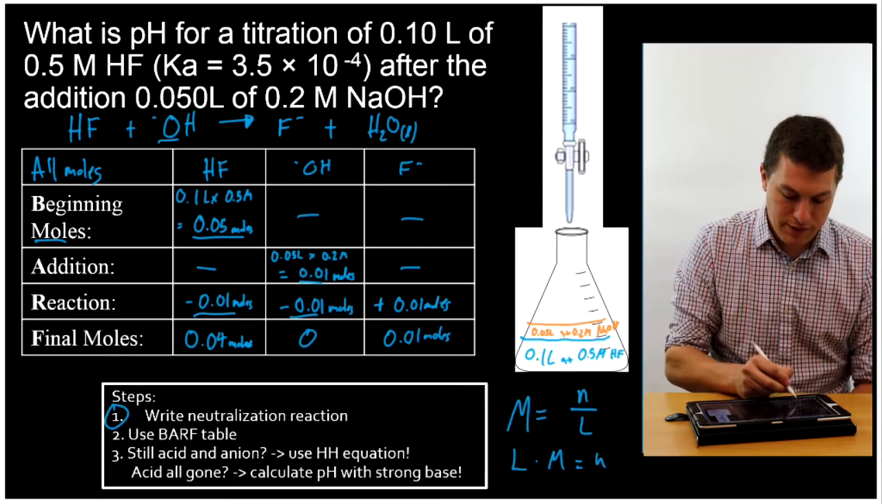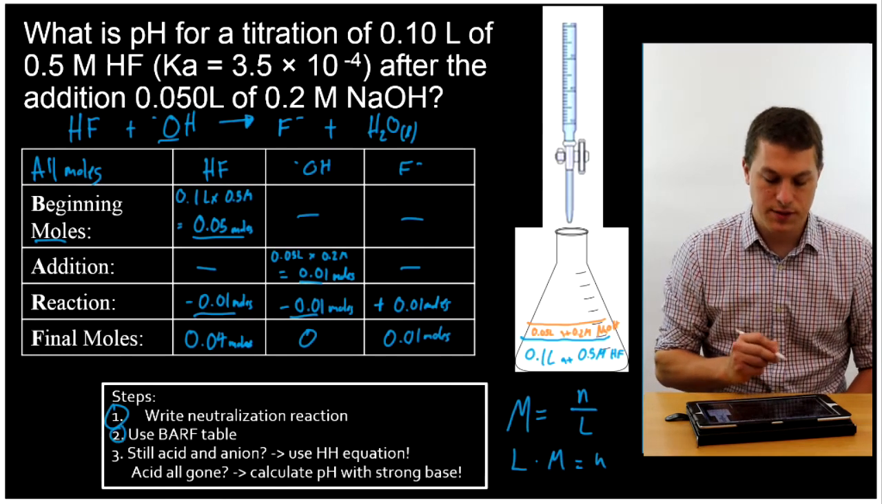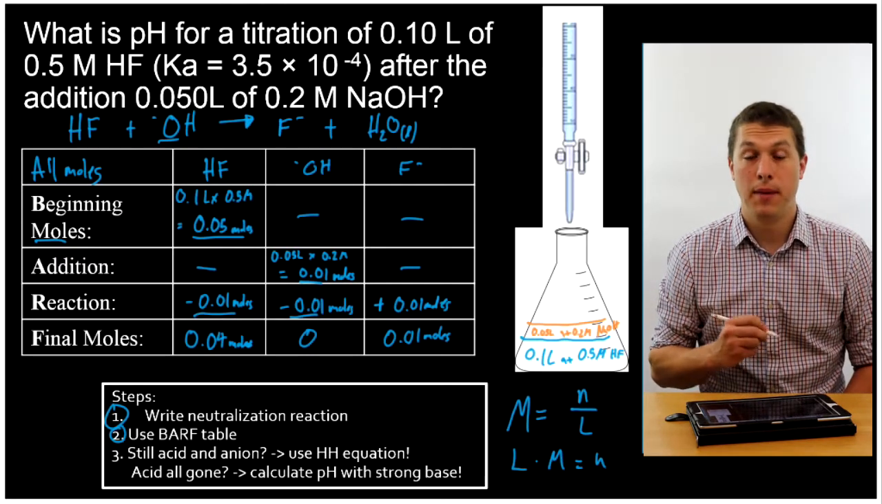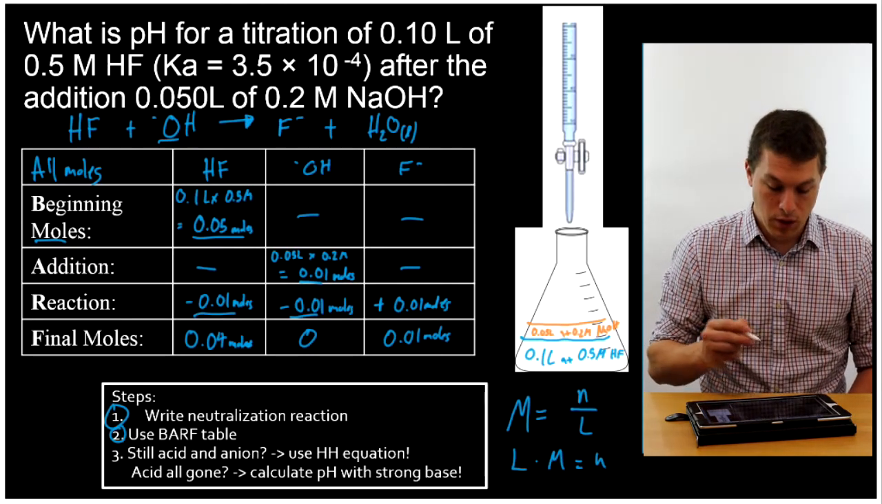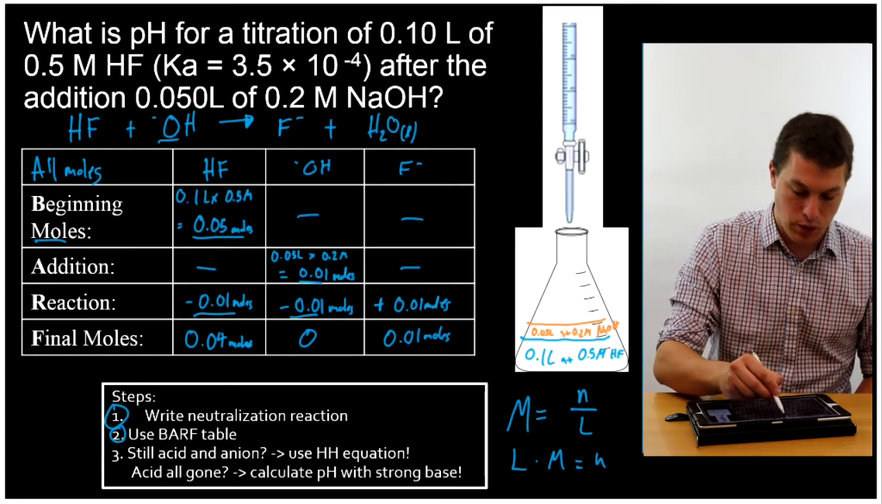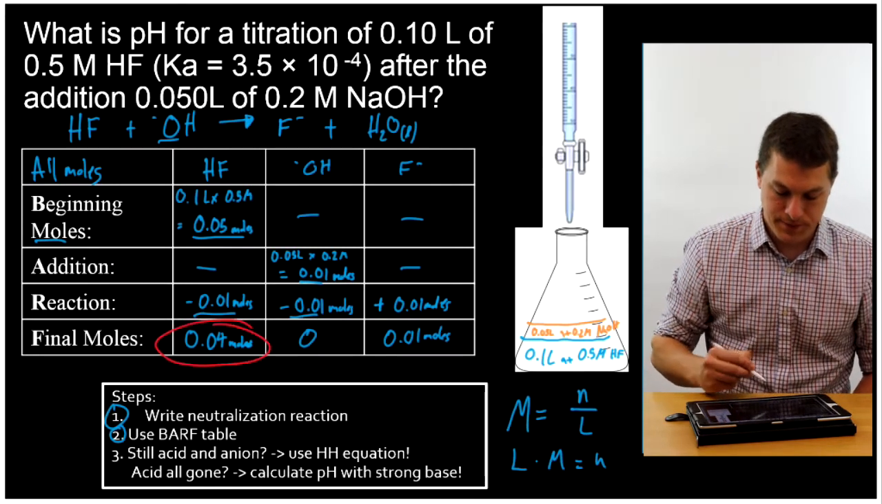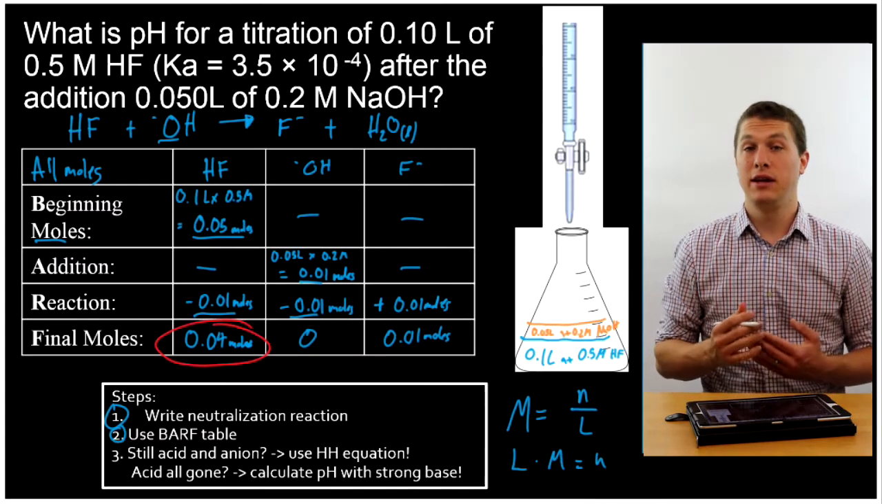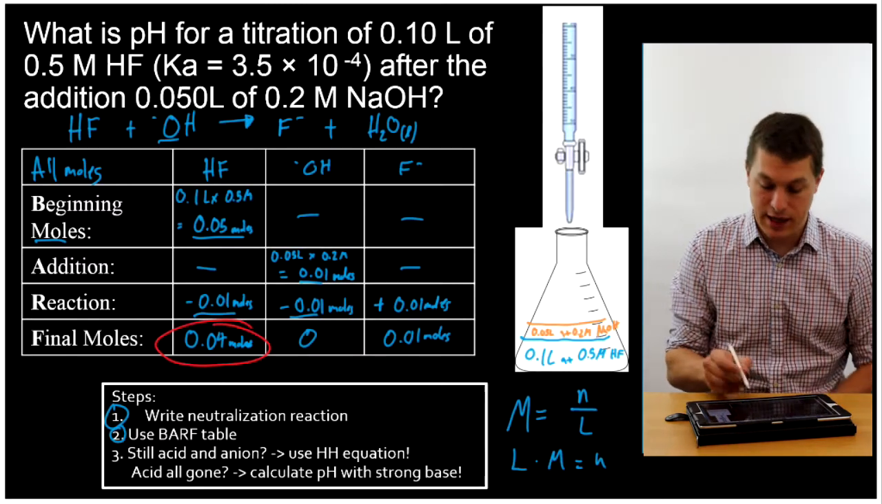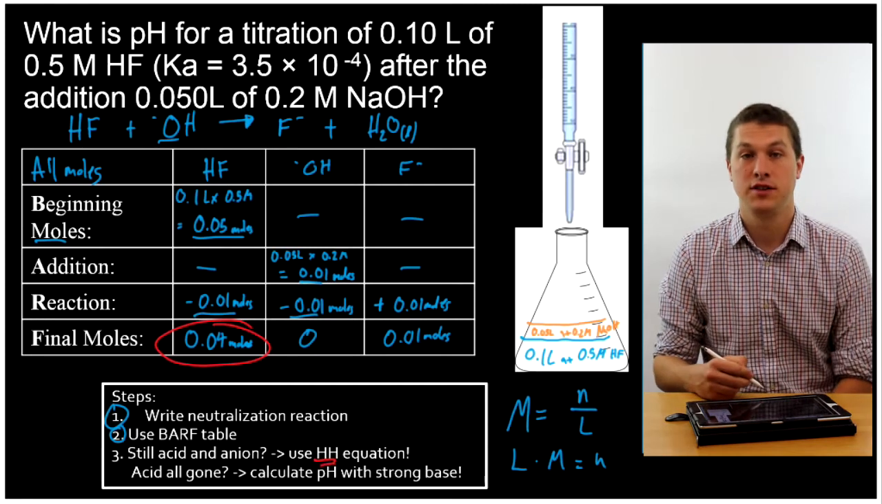All right, now I've used the BARF table and I've written the neutralization reaction. I have to ask myself, am I before or after the equivalence point? Well, I'm actually before the equivalence point because I still have my acid left. Notice that there's still acid here. And that means that I'm going to calculate my pH with the Henderson-Hasselbalch equation. That's what that HH stands for.